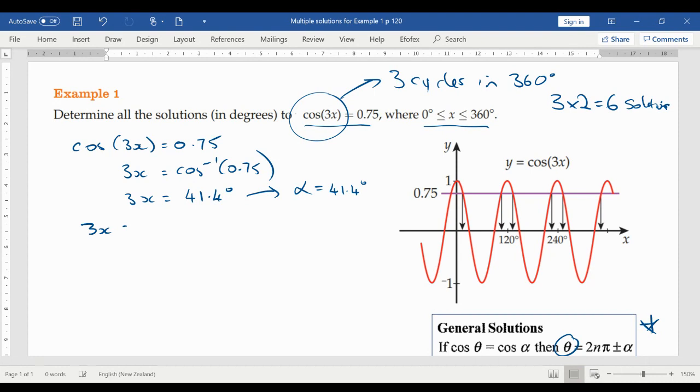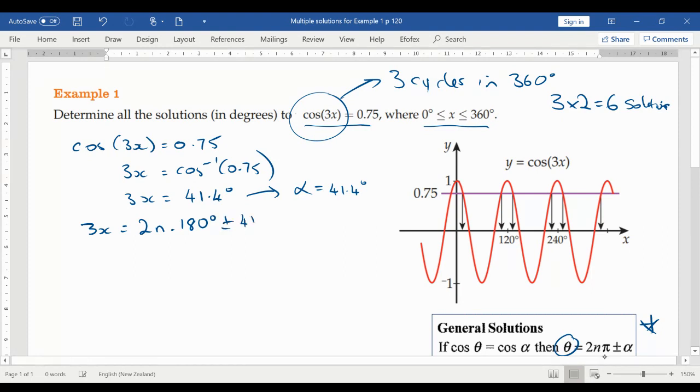So 3x is going to give you 2n, I'm following the formula, times by, and we're doing degrees, so it's 180 plus or minus 41.4 degrees. Just simplifying, that's going to give you 360n plus or minus 41.4 degrees. That gives you 3x, dividing by 3 gives you 120n plus or minus 41.4 divided by 3 is 13.8 degrees. So this here is the general solution for the equation given at the top of the page.